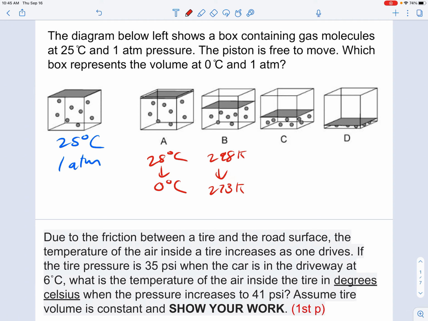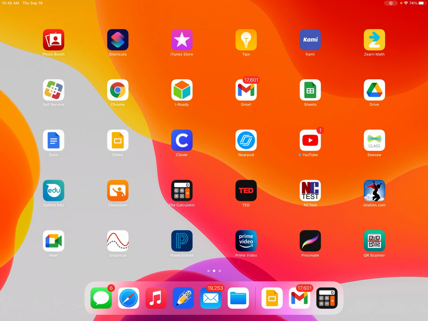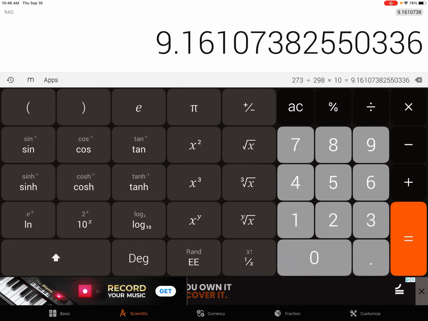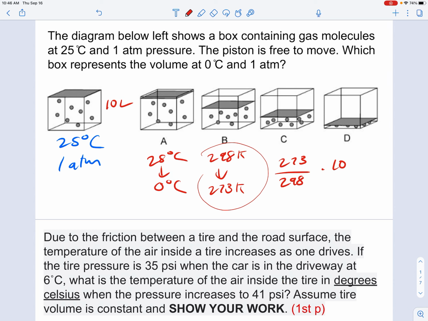And when it does that, we know volume is going to go down. So let's just give this box a volume of 10. Okay, let's say 10 liters. And let's set up a fraction with these two numbers. It's going to be a regular fraction, 273 over 298. When we multiply that by 10, so 273 divided by 298 times 10, we basically get 9.1, or just 9 if we want to round it properly. So we start with 10 and we go to 9 liters. There's just a small decrease in volume.